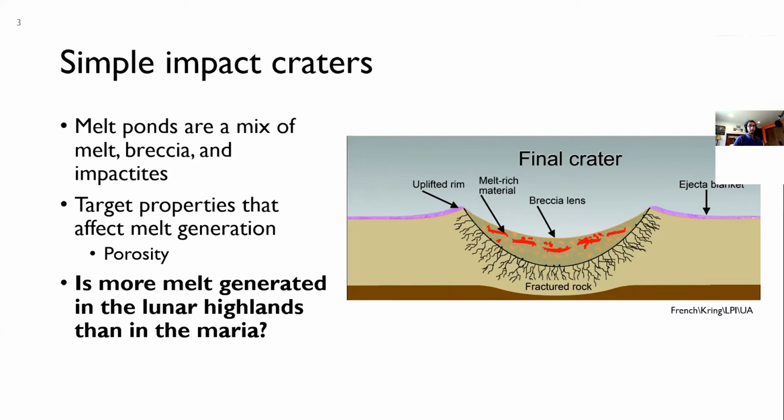Of the target properties that affect melt generation, porosity is probably the most easily testable one. It's theorized from physics that a more porous material will convert more of the energy from the impact into heat instead of shock waves, and so it'll generate more melt. So naturally, this lends us the hypothesis that the lunar highlands, a more porous terrain, should have craters that generate more melt than those in the Maria. So can we test that? Is more melt generated by those craters?